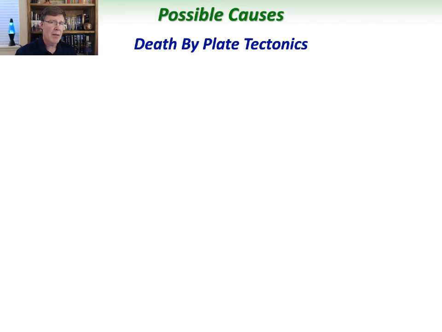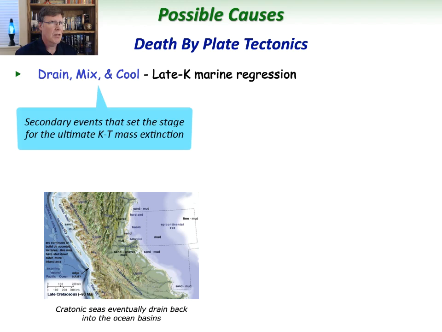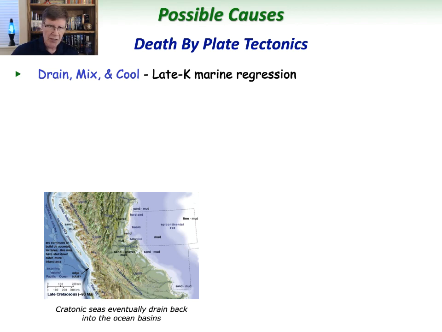Now for some other possibilities. This idea is called death by plate tectonics, and this involves drain, mix, and cool. This is shown by the late Cretaceous marine regression, when all the shallow seas drained off the continents, which was a major shift in environmental conditions all at once. And so these broad cratonic seas, like the North American Interior Seaway, would eventually drain off the continent, and all the life that was in those seas would have been affected.